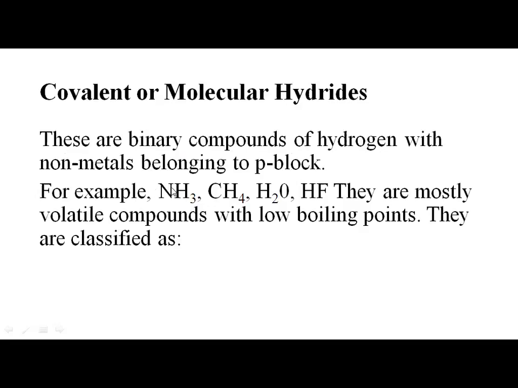Total number there are four: CH4, carbon and hydrogen; H2O, hydrogen and oxygen; HF, hydrogen and fluorine. So these are called what? They are called covalent or molecular hydrides. They are mostly volatile compounds. So covalent or molecular hydrides means hydrogen forms molecular compounds with P block elements. You can use any P block element.